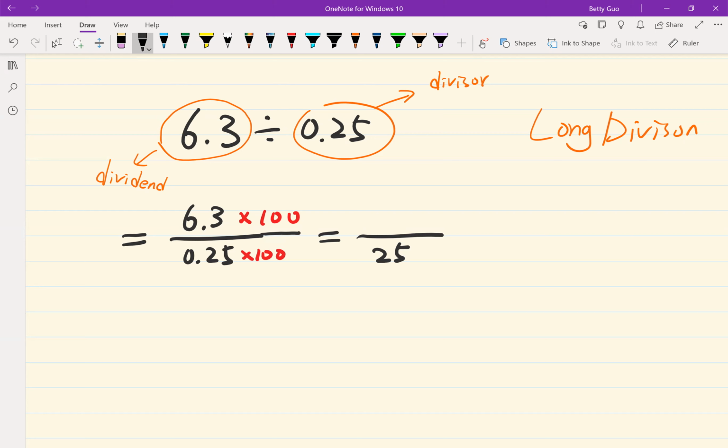6.3 times 100, same as earlier. Multiplying a number by 100 is equivalent to moving the decimal point to the right twice. Tell me, if you move the decimal point in 6.3 to the right twice, what do you have? You have 630, right? You see that? That's how you change the divisor in the division into a whole number.